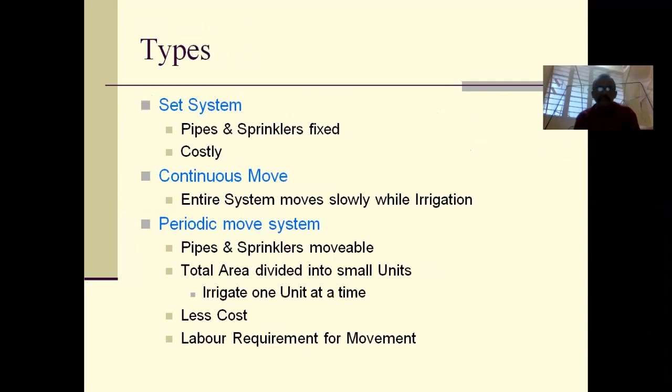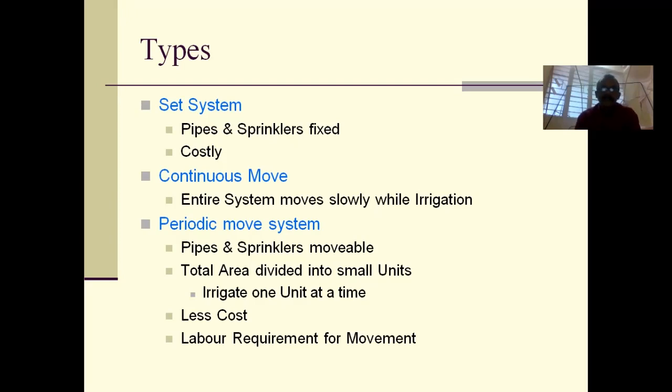Next is continuous move system. In this system, the entire sprinkler system along with the pipes moves slowly while irrigating. These kinds of systems are not normally used in India. They are used mostly in the West and also in America. And the third system is periodic move system, which is the system being used very much in India.